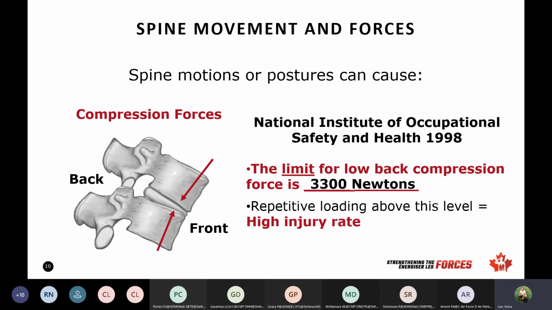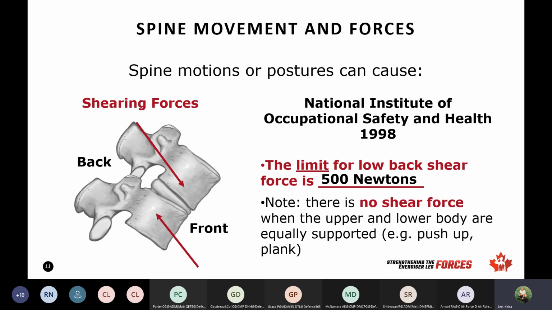Okay. So now we're going to address that second type of force, that shear force. Okay. So when someone who is standing leans forward, the weight of their upper body is going to create a shear force on the structures of the low spine. Okay. So the limit of low back shear force to prevent back injury has been estimated to be about 500 newtons, and that's 112 pounds. Again, that's quite a significant amount of weight, right?